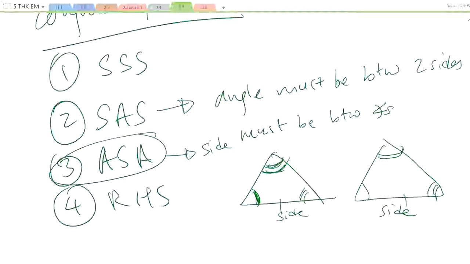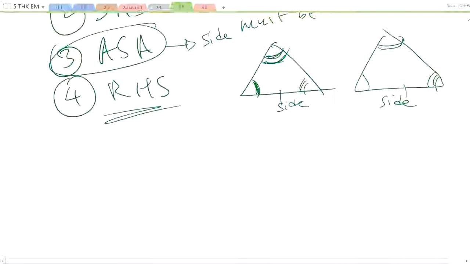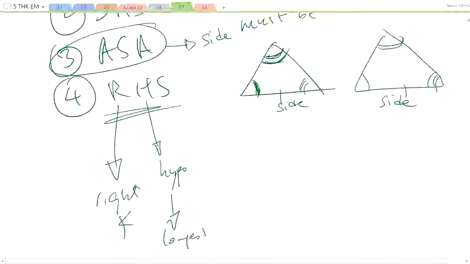Last one, RHS test. What is it that I need to know for this? Must have a right angle. So the R stands for right angle. What about the H over here? Hypotenuse. So it must be the longest side. And the S over here?